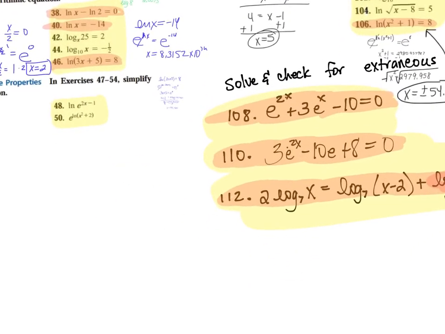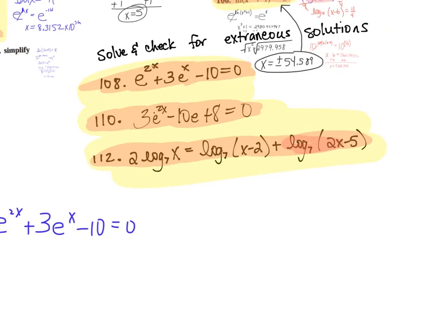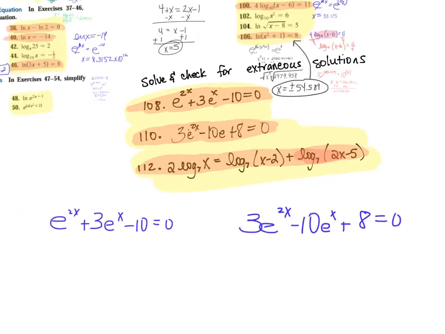All right, a couple more and then we're done. You will have something like 108 and like 110, so make sure you're paying attention as we do this. It's e to the 2x plus 3e to the x minus 10 equals 0. I'm going to write the other one over here. 3e to the 2x minus 10e to the x plus 8 equals 0.